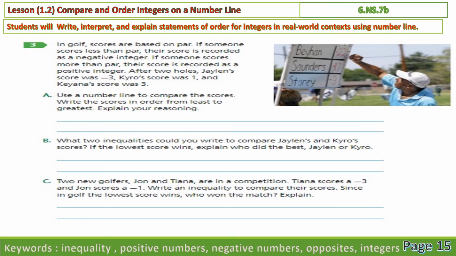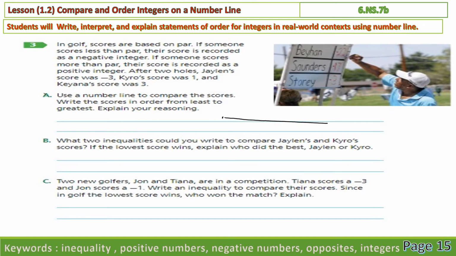In golf, scores are based on the par. If someone scores less than the par, their score is recorded as a negative. So a lower score is minus, a bigger score is bigger. After 2 holes, Julian's score was -3. Cairo's score was 1 and Kiana's score was 3. Use a number line to compare the scores in order from least to greatest.